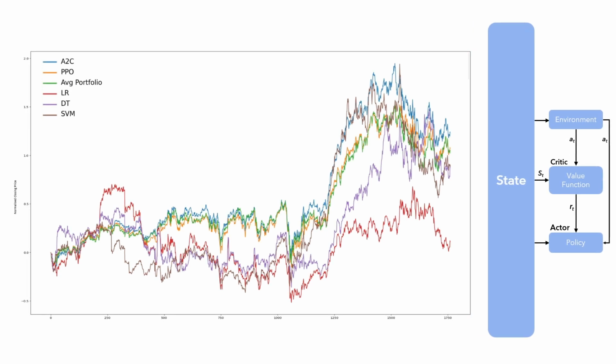A2C consistently outperformed with a return of 124% in our test dataset compared to 104% return of the average portfolio. PPO also exceeded the portfolio with a narrow margin of 107%. Traditional machine learning algorithms comparatively only peaked at 88.6% return.